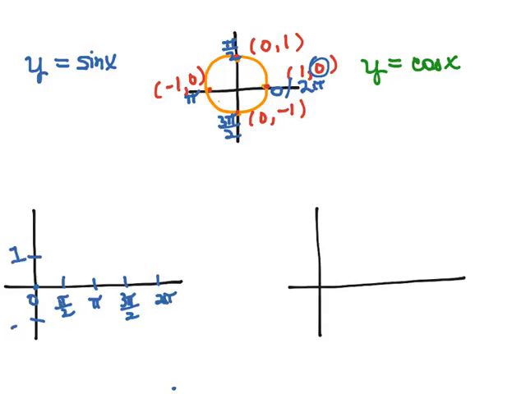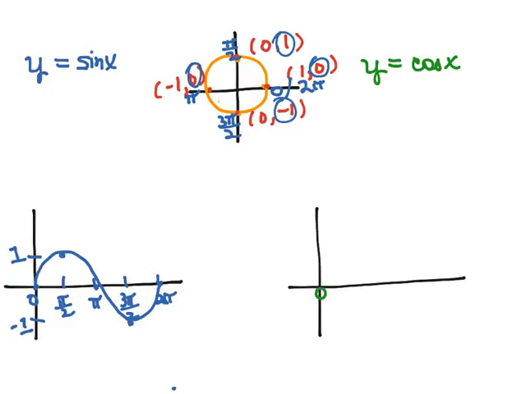At pi over 2, my sine is 1. At pi, the sine is 0. At 3 pi over 2, the sine is negative 1. And at 2 pi, I'm back at 0. And connecting these points with a smooth curve gives me what the sine graph looks like between 0 and 2 pi. I can do a similar thing to graph cosine.